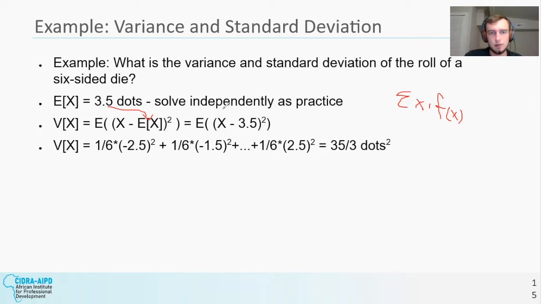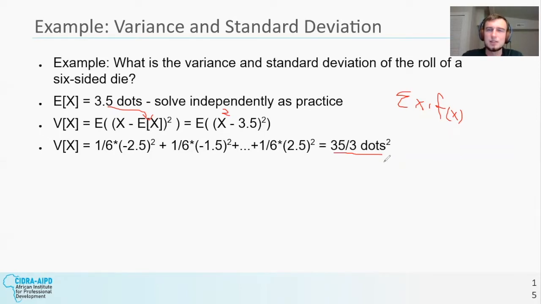All right, and now if we plug in 2 minus 3.5 squared, negative 1.5 squared, and then times the probability of us rolling a 2, which is going to be 1/6. We just continue the logic through when we roll 3, 4, 5, and all the way to 6. We're going to get all these terms, sum them up, and we're going to see that our variance is going to be 35 divided by 12 dots squared. So the question we have at this point is, what the heck do dots squared mean?